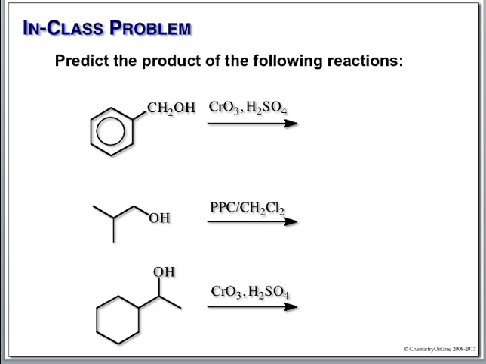Remember, Jones reagent is rough. It doesn't stop at the aldehyde. It will take it all the way to the carboxylic acid. So what we're going to wind up with is a benzene ring. This carbon is now a carboxylic acid.